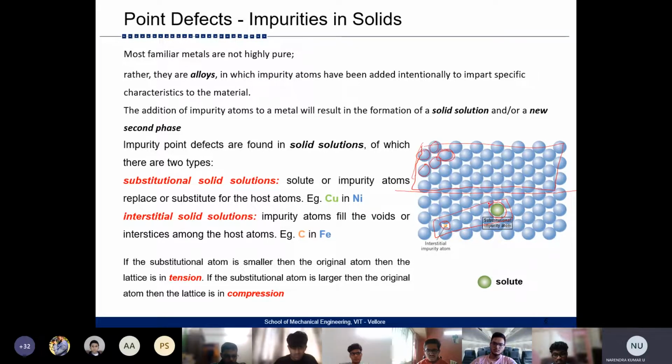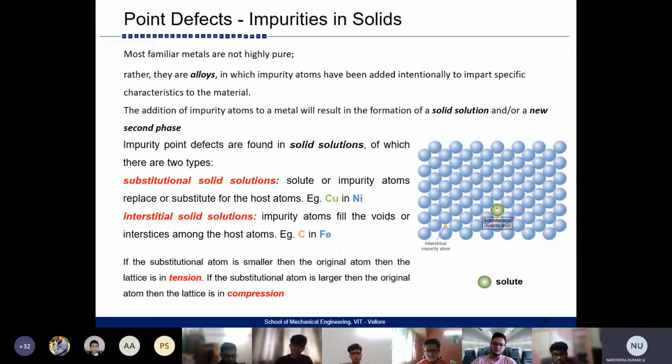If the atom is much larger, then there is going to be some tension and compression around the lattice points surrounding that particular atom. So this type of impurity atom is also called a point defect, and they are nothing but the impurities in the solids.